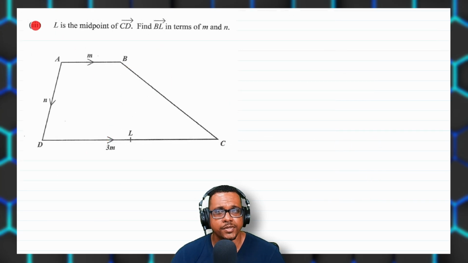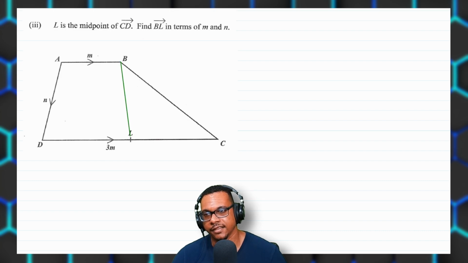Now for part 3 of the question, we have L is the midpoint of CD. So we have C to D here, and L is the midpoint. So look, L here. All right, so find BL in terms of M and N. So that's B to L. Let's draw that line from B to L, and the vector will be going in this direction, B to L.